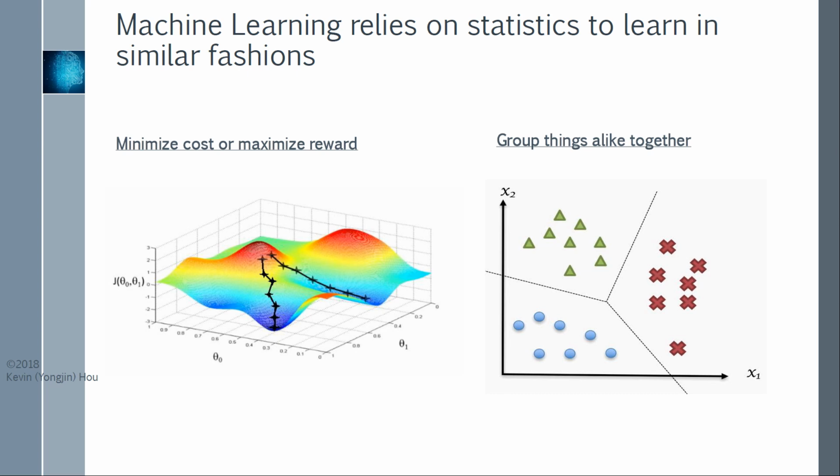In reality, the opposite side of cost is reward. So a machine learning algorithm could also improve itself repeatedly by maximizing reward. A machine learning algorithm can also identify the differences and the similarities among observations and then make decisions accordingly.